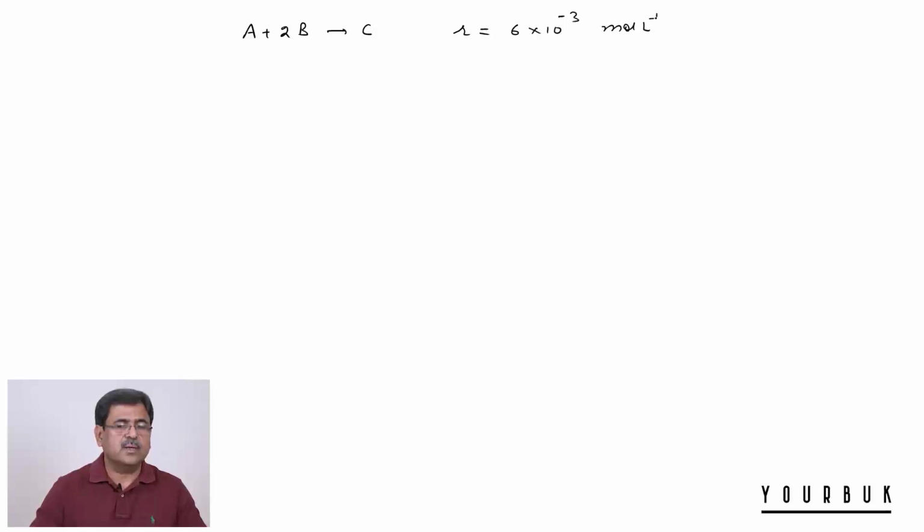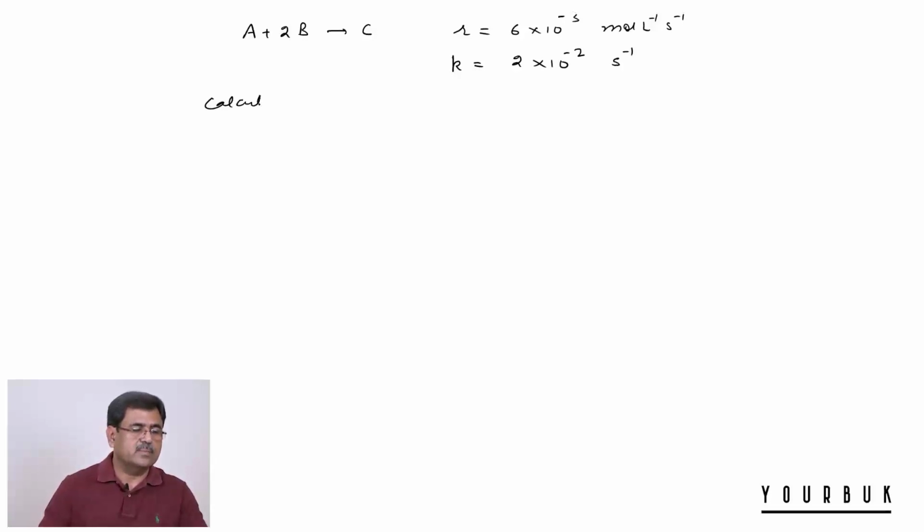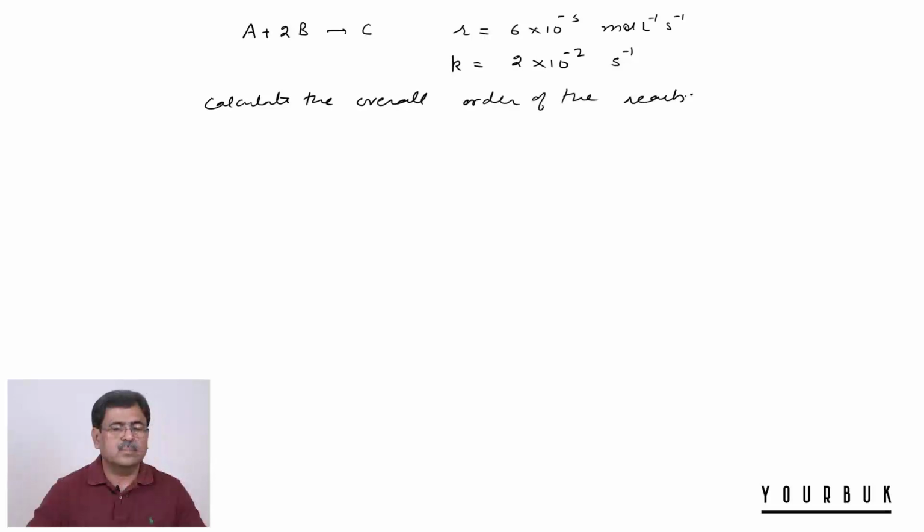Now we can take one more question. Suppose this reaction is given: A plus 2B gives C, and this reaction has a rate of reaction equal to 6 into 10 raised to power minus 3 moles per liter per second, and the rate constant for this reaction is equal to 2 into 10 raised to power minus 2 second inverse. Now the question is, calculate the overall order of the reaction when concentration of A is equal to concentration of B equals 0.3 moles per liter.